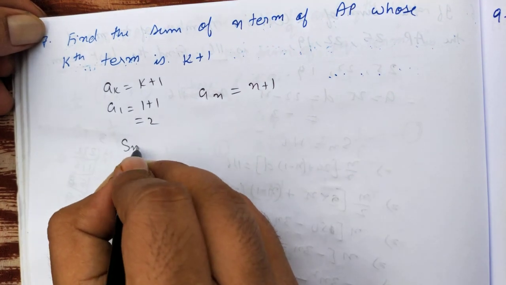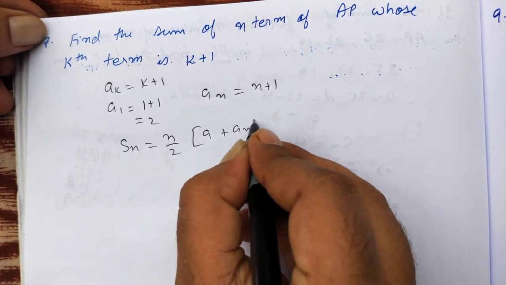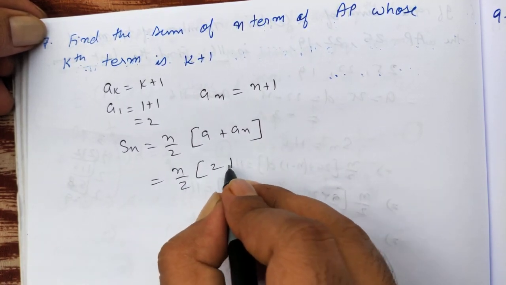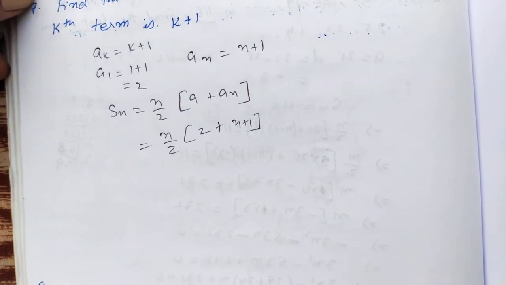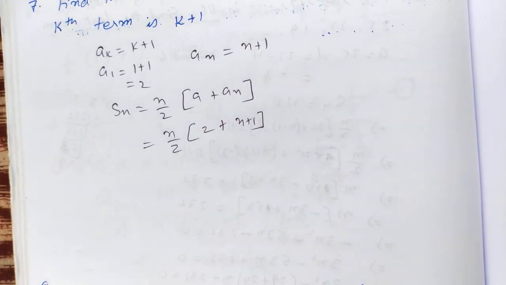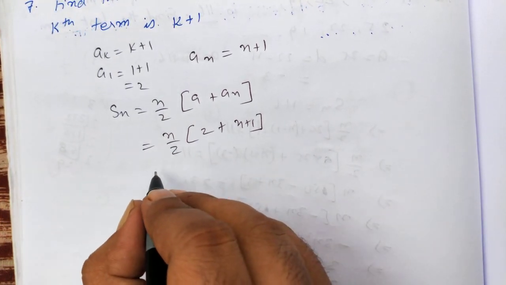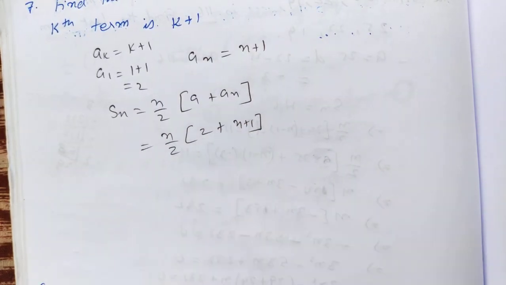So the S_n formula is n by 2. If you know the first term, we can use this. So n by 2, the first term is 2 plus A_n is n plus 1. Find the sum of the n terms of an AP whose kth term is this one.